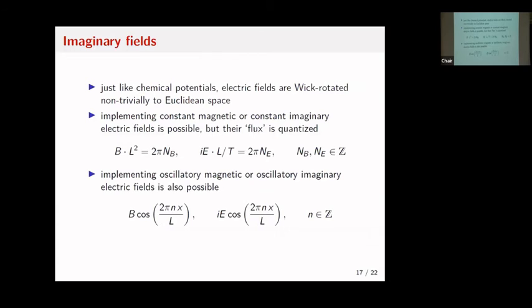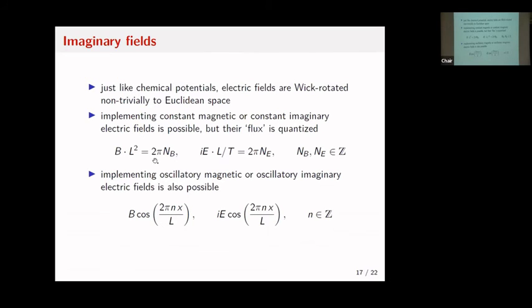We are doing the Wick rotation to Euclidean space. You all know that the chemical potential picks up a factor of i in that case. So in Euclidean space, it is natural to work with imaginary chemical potentials, and in the same way, it's natural to work with imaginary electric fields. You have 2 options. You can discuss or implement spatially constant magnetic fields or spatially constant imaginary electric fields on the lattice in a finite volume, and that leads to flux quantization.